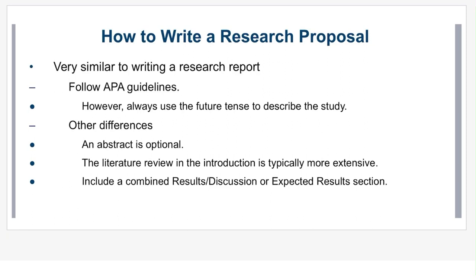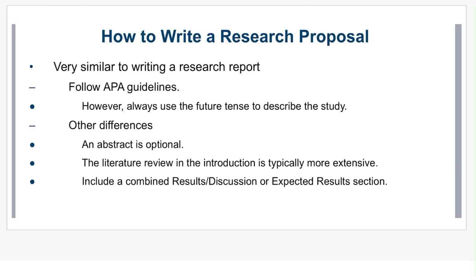The literature review in the introduction section is usually a lot longer, because you are trying to justify your research in order to get it approved or to get funding or whatever the case is. And so a lot of times this proposal has an approval process associated with it. And so you're wanting to support, with other research, the justification and, again, support for your study as much as possible. And so it's usually more extensive.